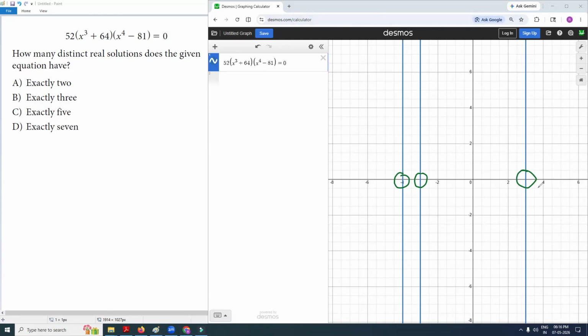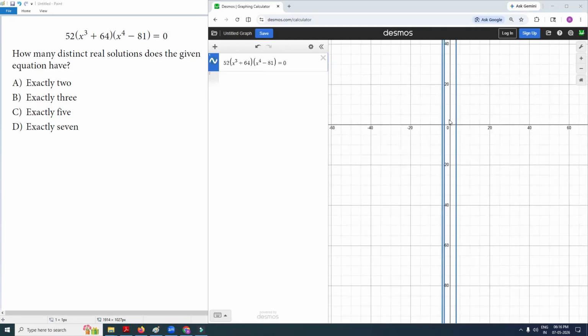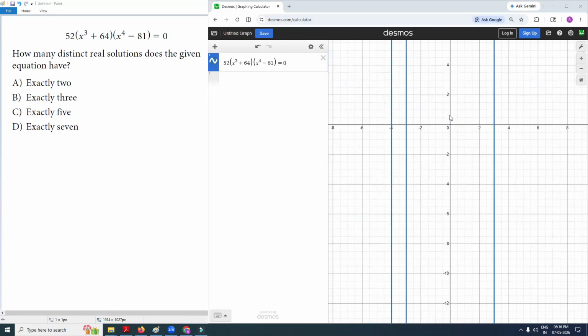And also, to make sure the graph does not intersect the x-axis in any other places, we can zoom out to see whether any part of the graph intersects the x-axis anywhere. No, no part of the graph intersects the x-axis anywhere else. So the graph intersects the x-axis at only three places. So then the given equation has three distinct real solutions. The correct answer choice for this question is B, exactly 3.